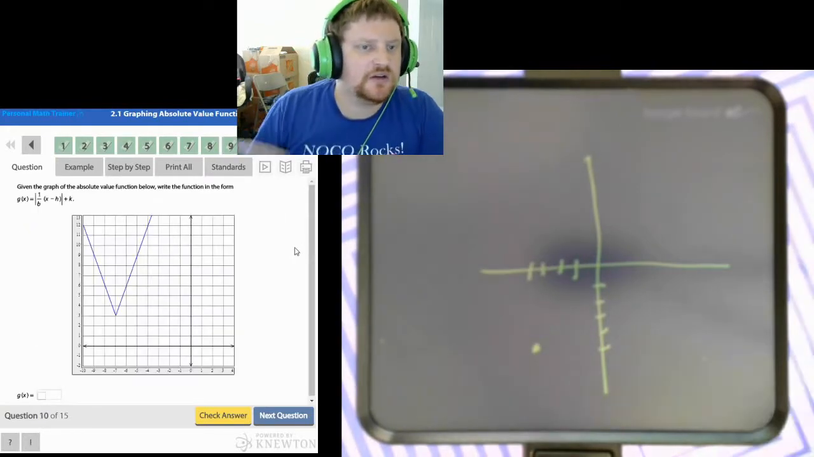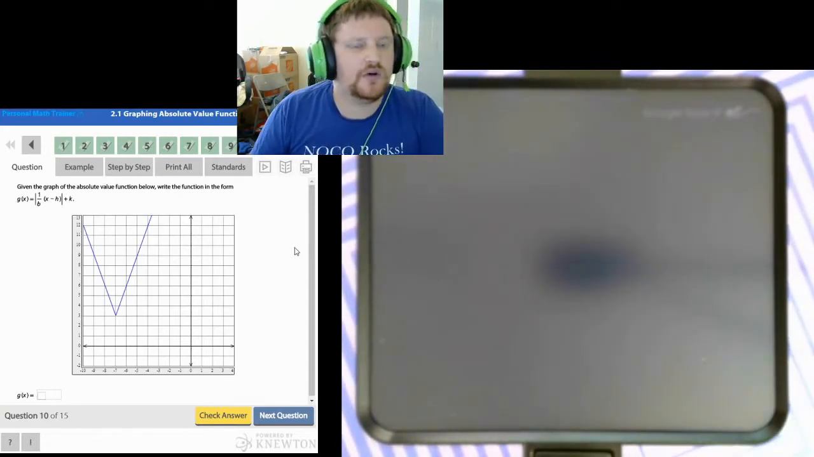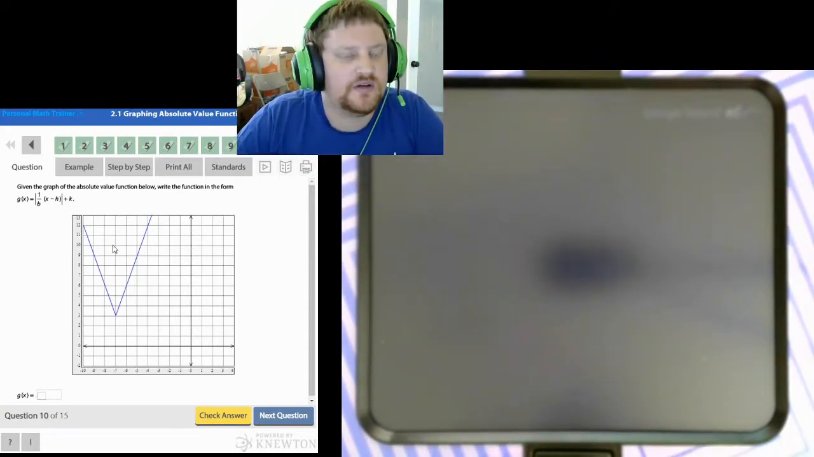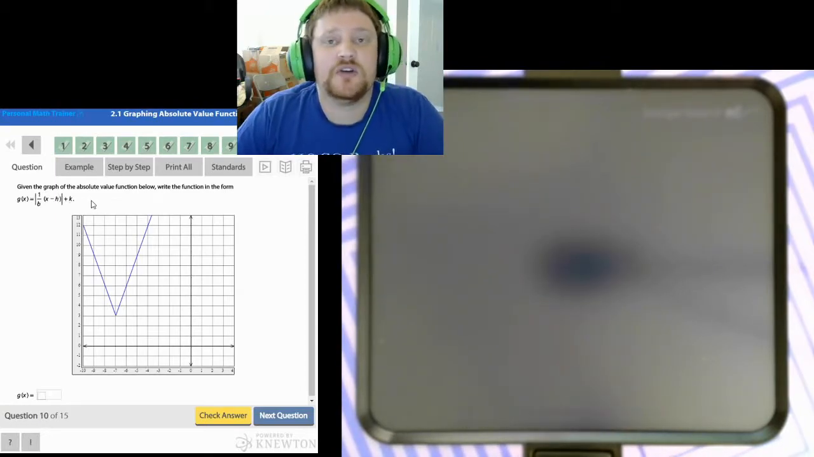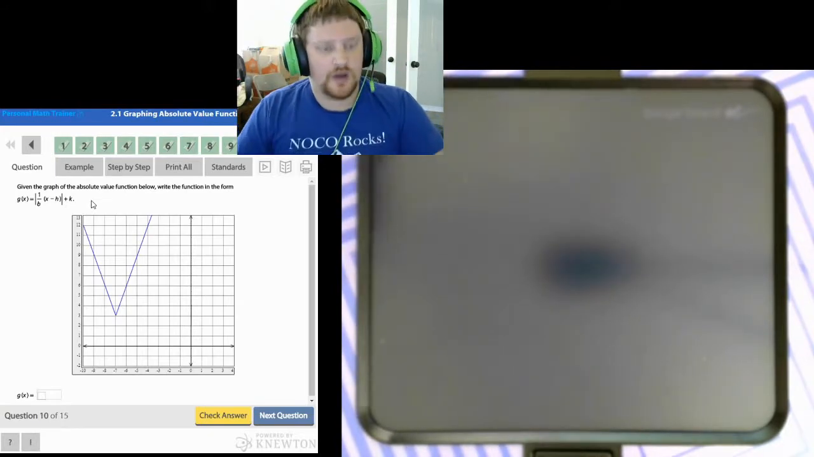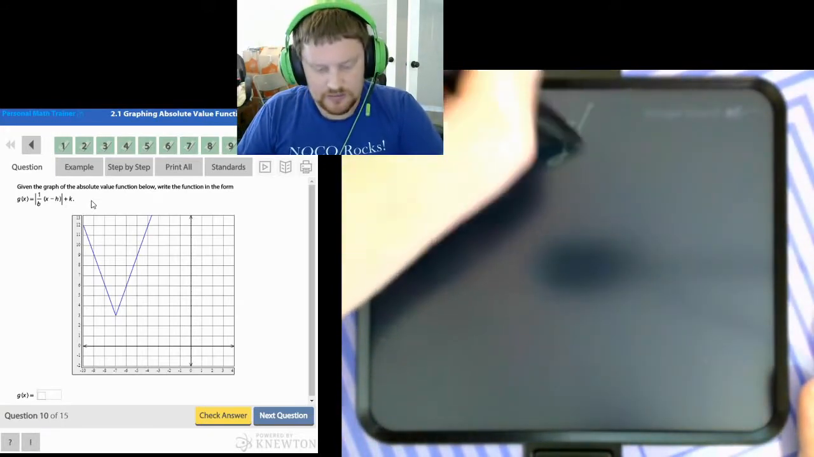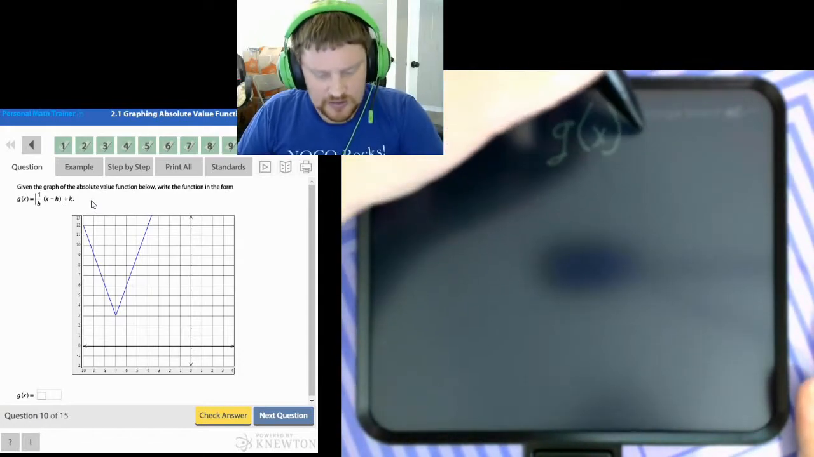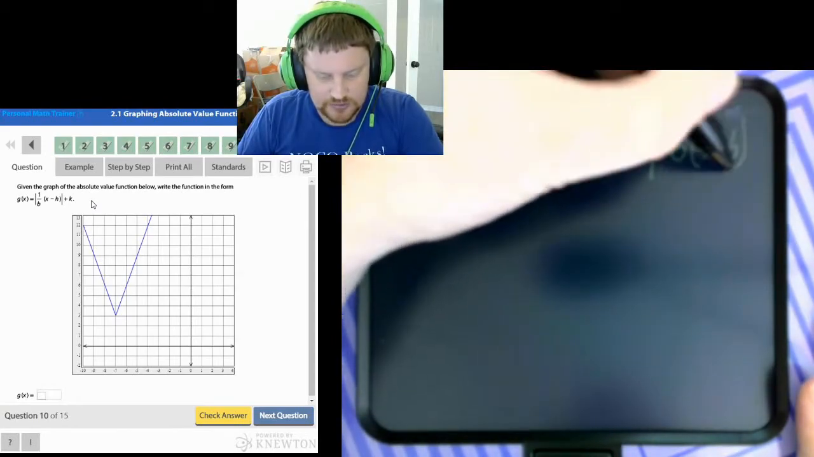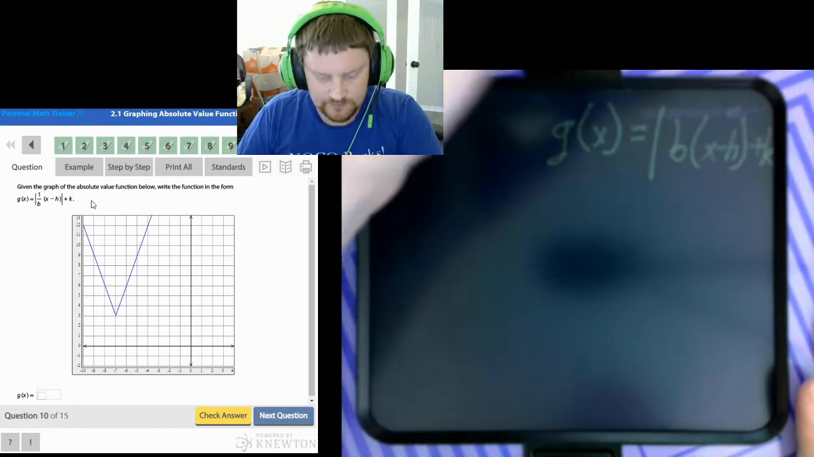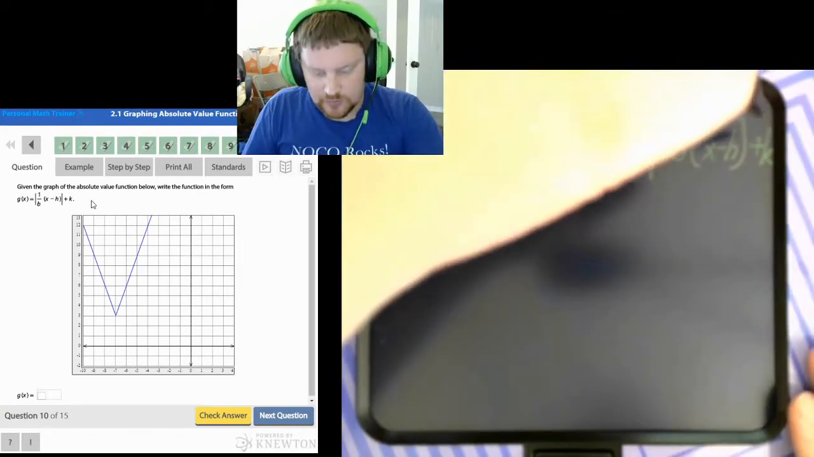Alright, number 10. Oh, they want us to identify them. Okay. So, given the graph of the absolute value function below, write the function in the form g of x equals absolute value 1 over b times x minus h plus k. So, I'm actually going to do this a little funky. I'm going to say I've got g of x equals absolute value. I'm just going to put b, x minus h plus k. Here's why I'm going to do that.